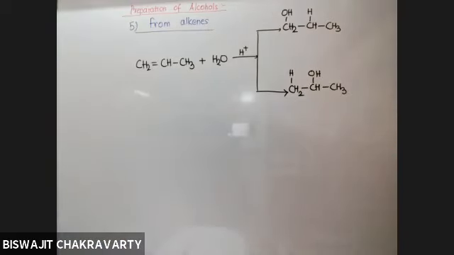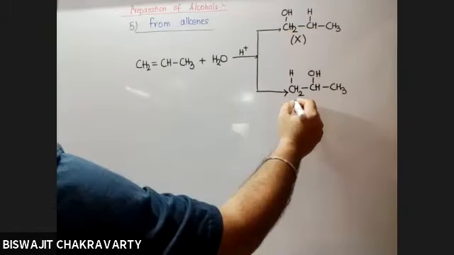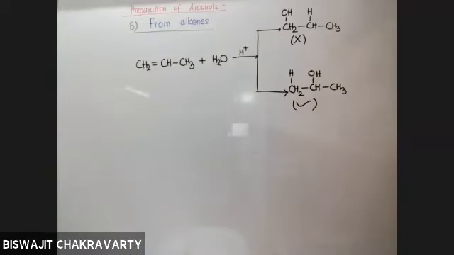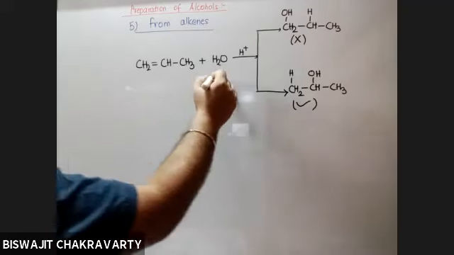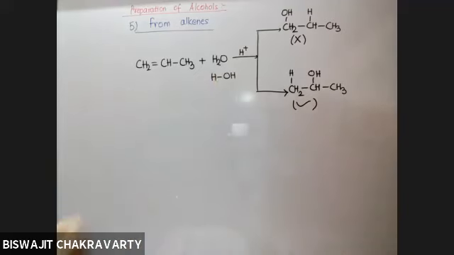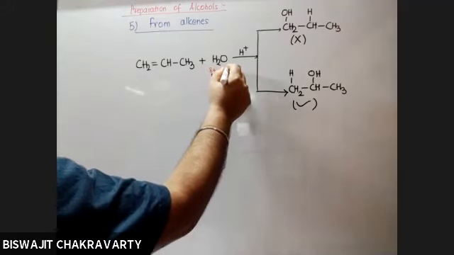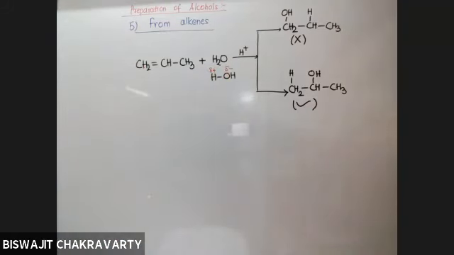But it has been found that out of the two possible products, this one is not formed at all. Only this one is formed. It follows Markovnikov's rule, according to which the positive part of the water, which is hydrogen, will go to that carbon around the C double bond C which contains more number of hydrogens. And the negative part will go to the one which contains fewer hydrogens, isn't it? This is Markovnikov's rule. Yes.